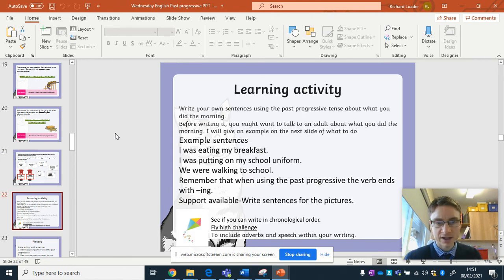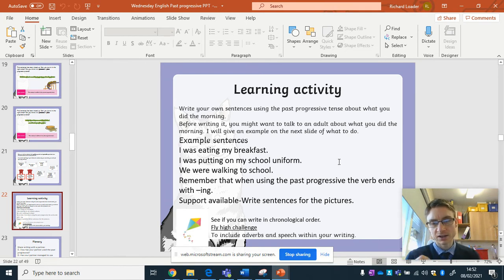Okay, now this is what the learning activity is. You've got to write your own sentences using the past progressive tense, to say what you did in the morning. So before writing it, you might want to talk to a partner about what you did in the morning, and I'll give you some examples. I'm just going to do them here. Look at what you can do. So I was eating my breakfast. I was putting on my school uniform.